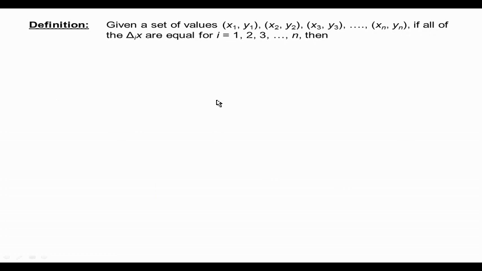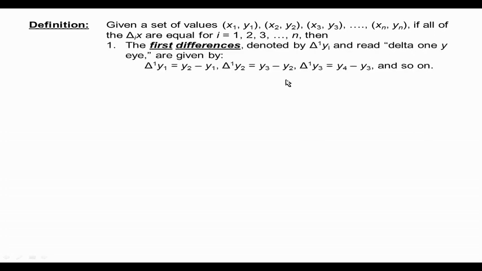Definition. Given a set of values, x1, y1, x2, y2, all the way out to x sub n, y sub n, if all of the delta i x's are equal, so if you look at delta 1x, it's going to be equal to delta 2x, it's going to be equal to delta 3x, and so on. Whenever that happens, we say that the x's are uniform. So if all the x's are the same distance apart, we say it's uniform. Then we have these definitions.